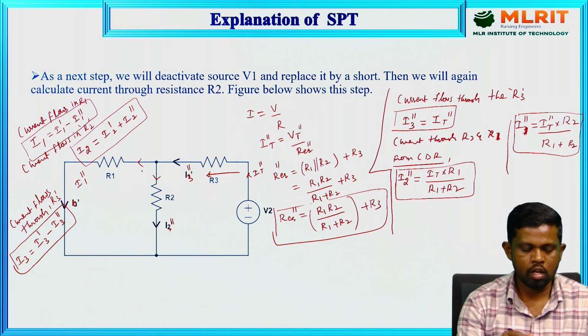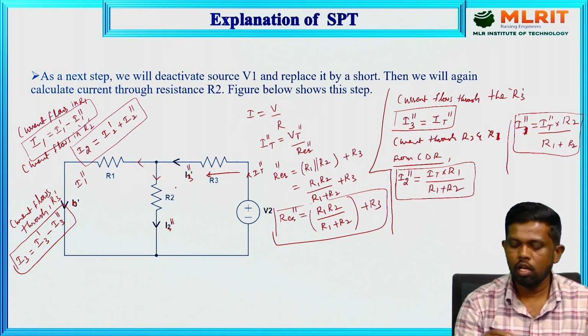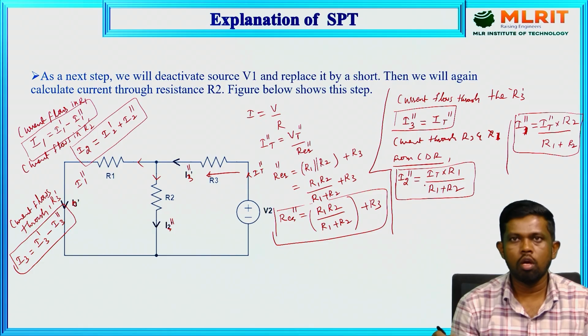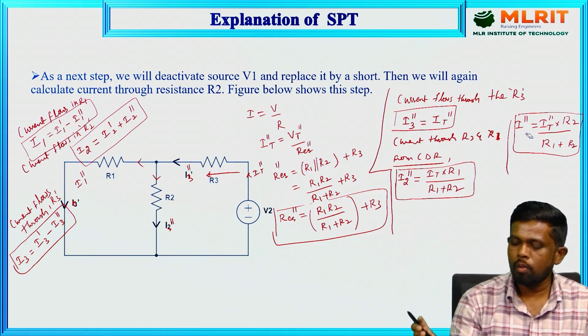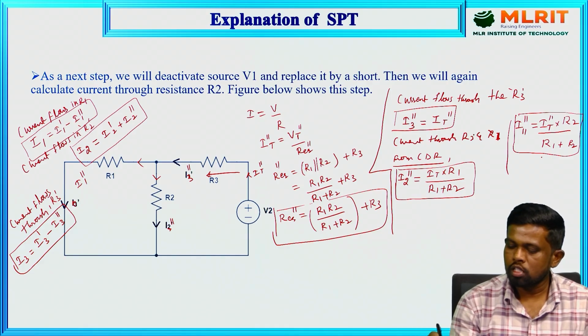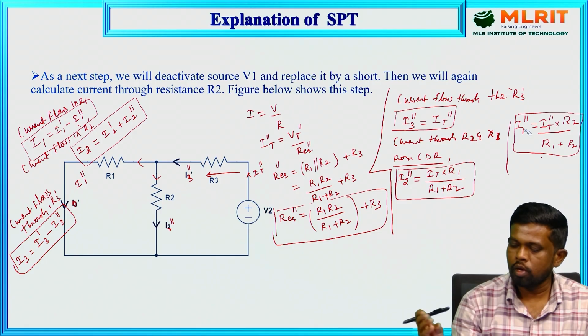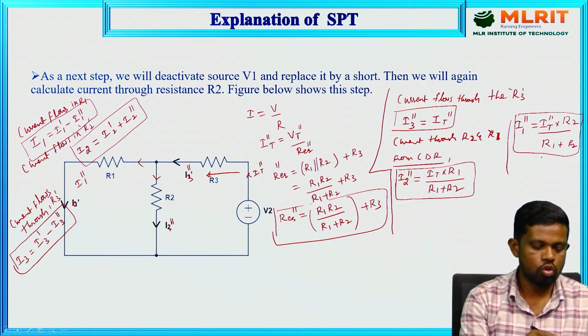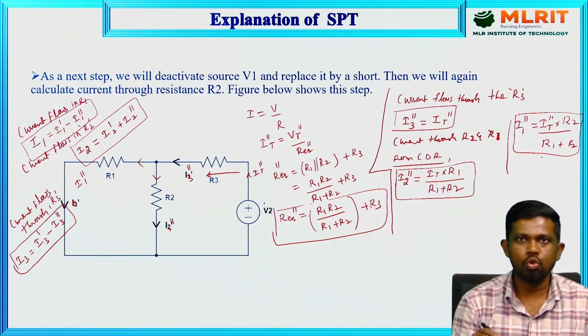For the remaining ones, we apply the current division rule to get the current through each and every resistor. Based on that, we get the I2 double dash value and also the I1 double dash value. This is the current through the R1 element and this is the current through the R2 element. So all values are obtained while connecting source number 2.